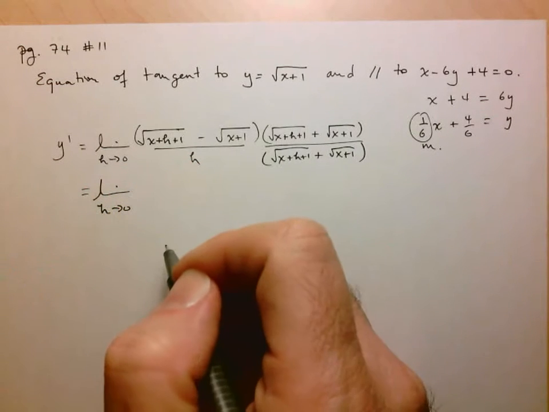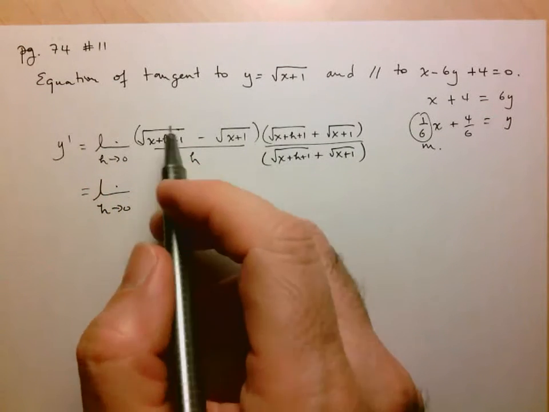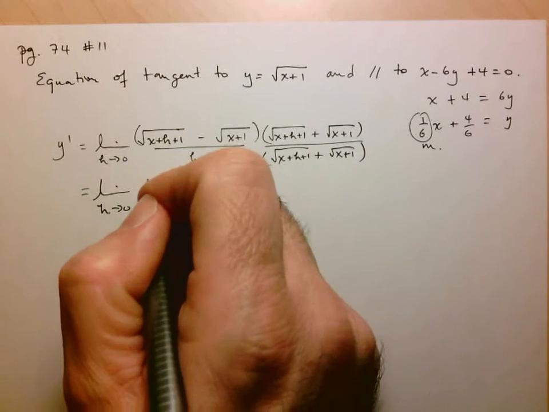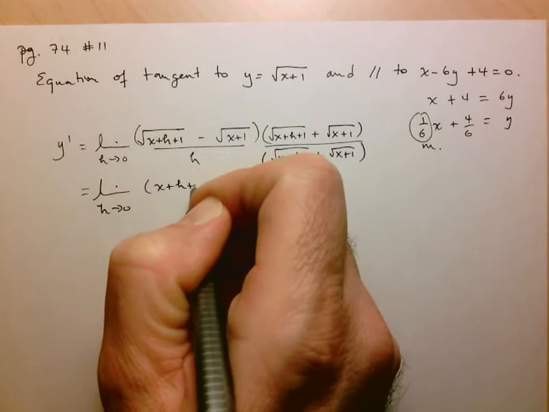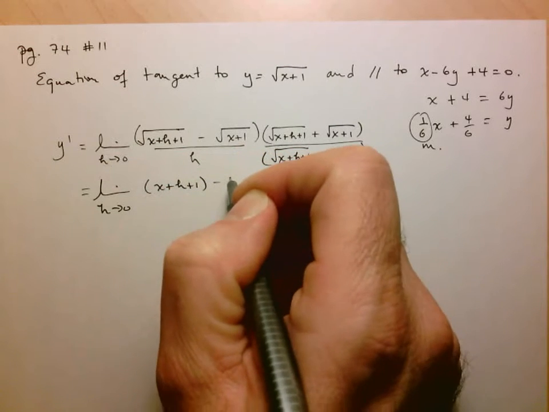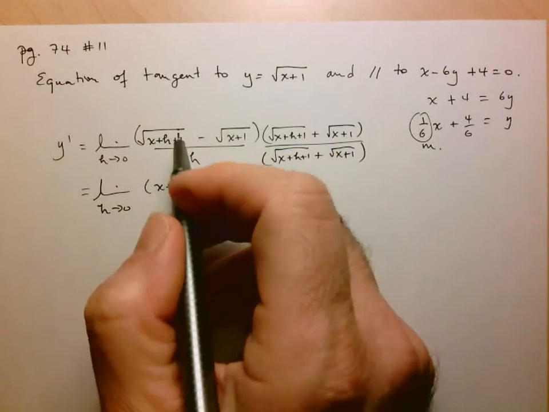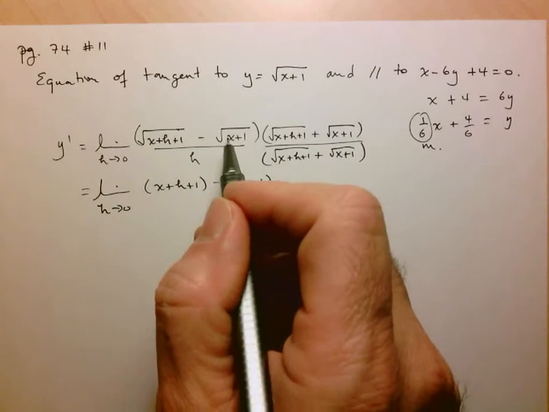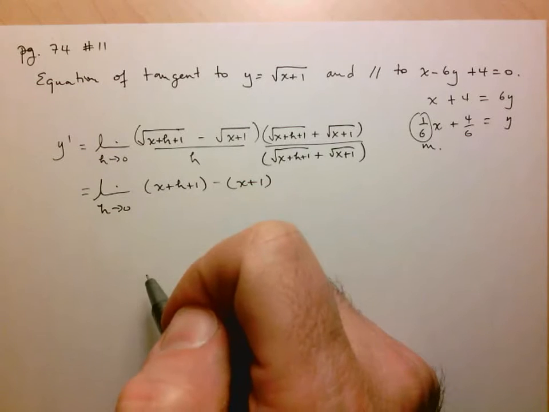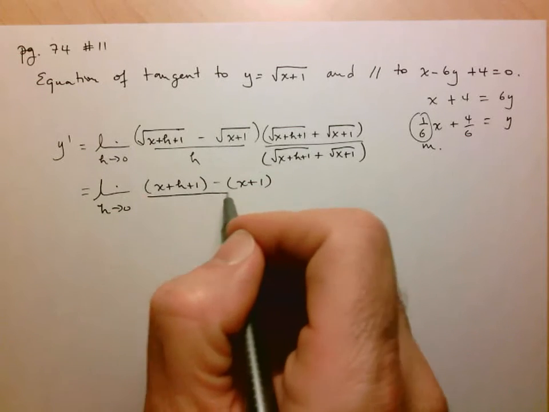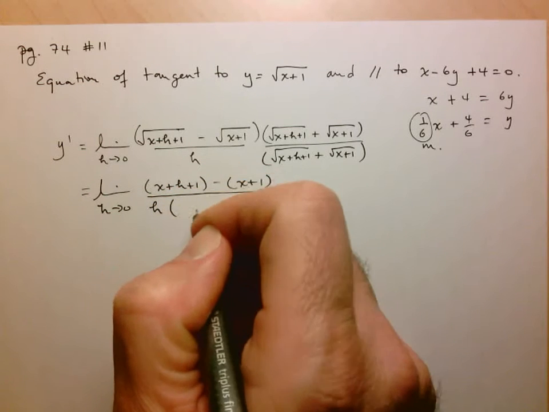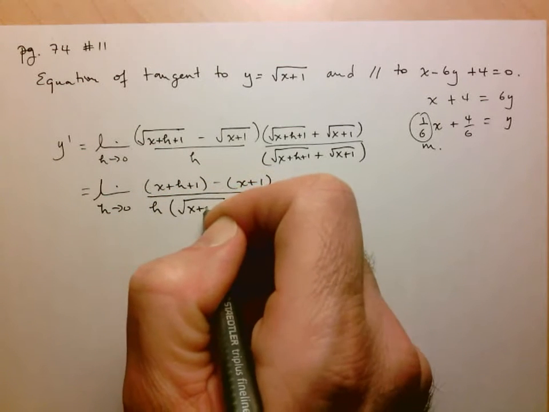In the numerator, we have our difference of squares, so the first squared minus the second squared. This is x plus h plus 1 minus x plus 1, since I'm just squaring these two square roots. Again, please remember to put brackets around that second term, or else you will make a sign error, and that will ruin everything. In the denominator we have h times that big expression.